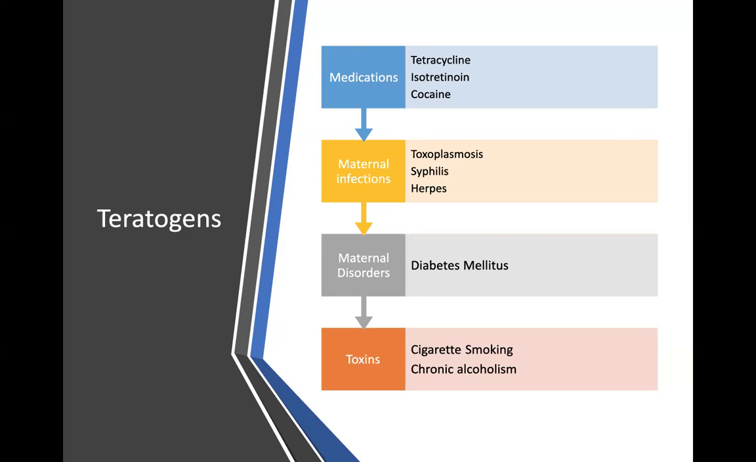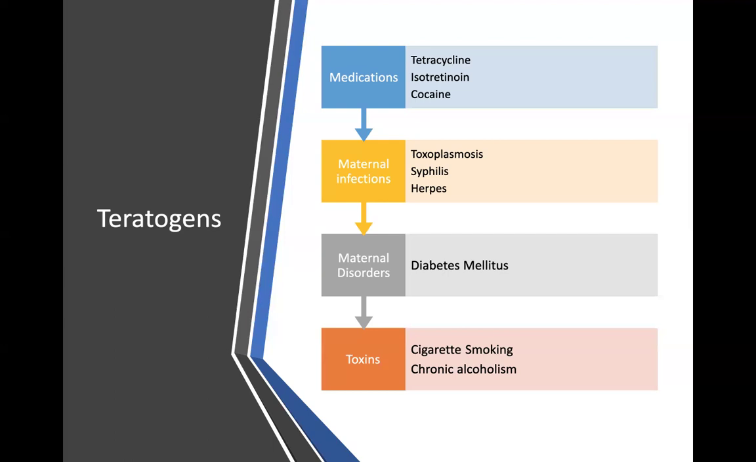Then you have maternal infections, which include toxoplasmosis, which can cause hydrocephalus, blindness, and mental dysfunction. You have syphilis, which can cause abnormal teeth and bone deformities, as well as mental dysfunction. Then you have herpes, which can cause pregnancy loss, growth dysfunction, and eye abnormalities.